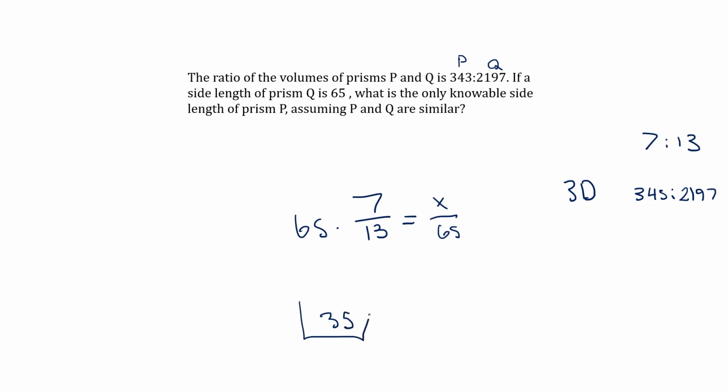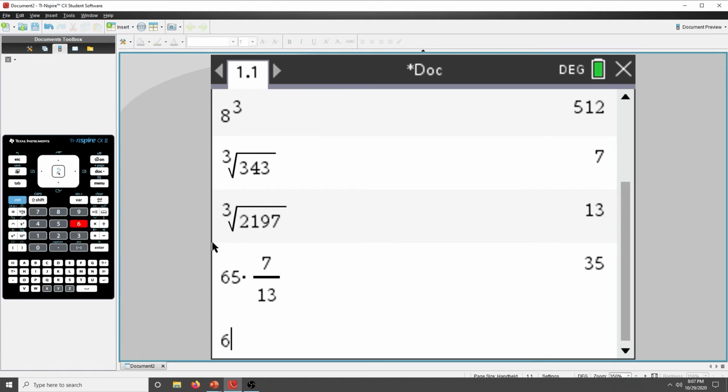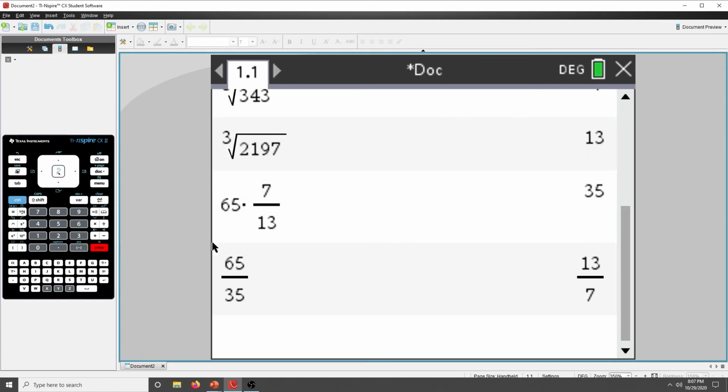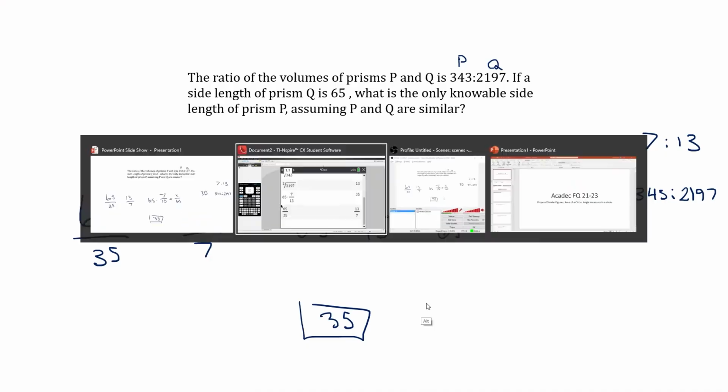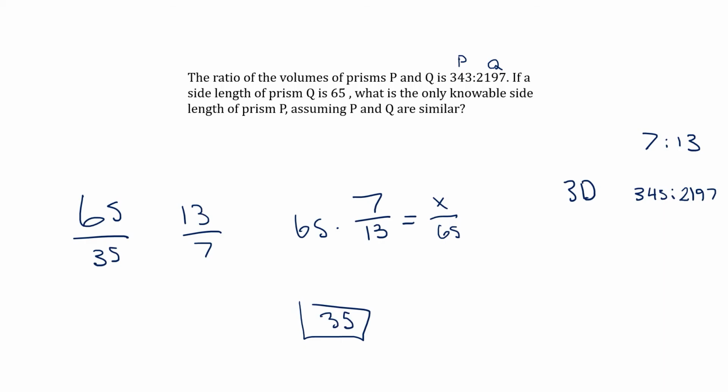35 is the only knowable side length of prism P, because that's all the information that we have. And if we check that ratio, 65 over 35 should come out to the same as if we set up our proportion big over small. And it does. That's an easy way to check it. It should reduce every time to your original ratio, which I keep saying proportion. It's not the same thing. It's kind of the same thing.